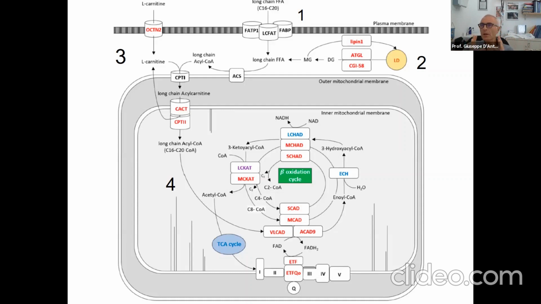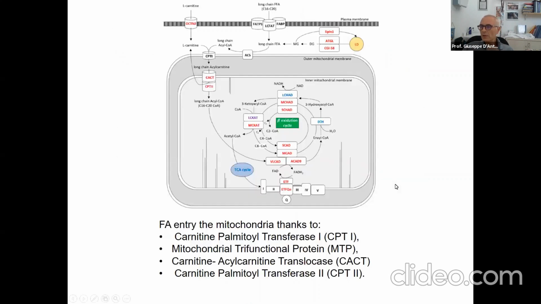It can cause cellular imbalance that may lead to rhabdomyolysis through the calcium overload within the cells. This is actually sometimes followed by atrophy, myalgias, myoglobinuria. So to summarize, four components are particularly important for fatty acid entry within the mitochondria, in particular CPT1, MTP, CACT, and CPT2.